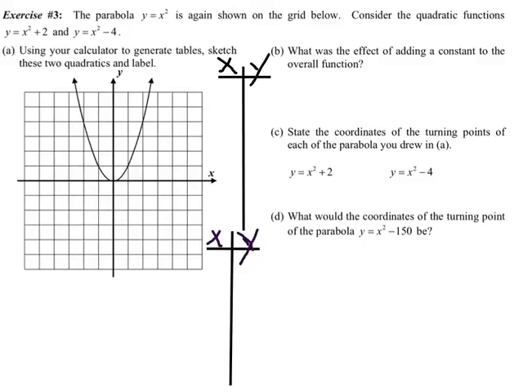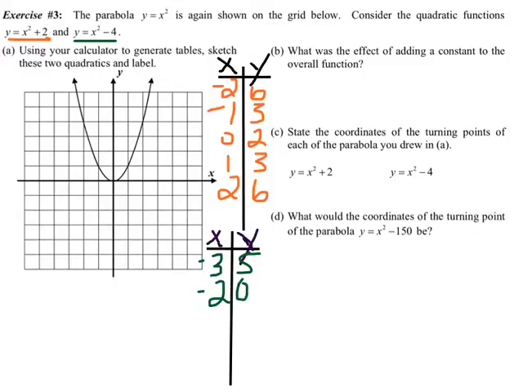In orange, I'm going to say that y equals x squared plus 2. I'm going to give you those data points. So it's negative 2, 6, negative 1, 3, 0, 2, 1, 3, 2, 6. In green, I'm going to give you y equals x squared minus 4. Negative 3, 5, negative 2, 0, negative 1, negative 3, 0, negative 4, 1, negative 3, 2, 0, and the last one is 3, 5.